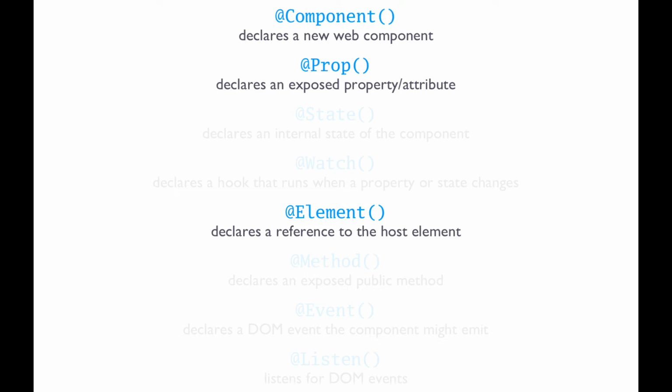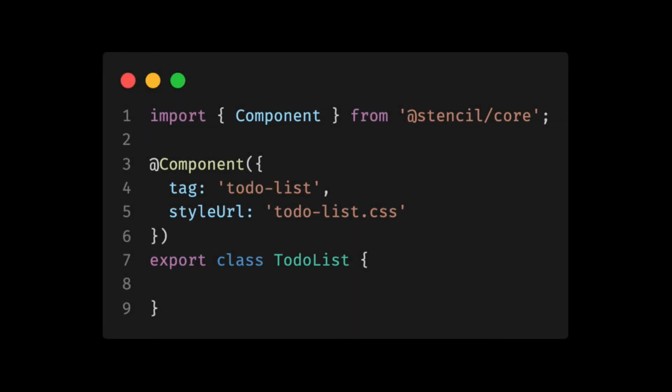and Listen decorators. Every Stencil component must include a Component decorator, which is imported from Stencil's core package. Information such as the tag and external styles can be set here.